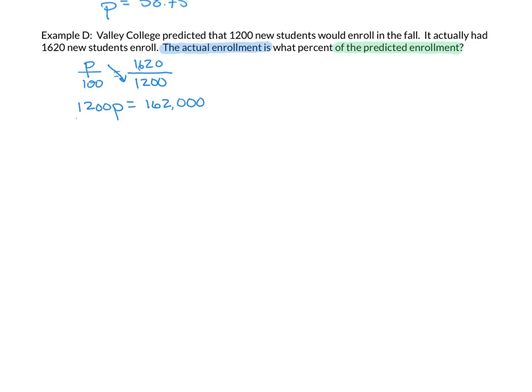If we go ahead and divide by 1,200, using a calculator, I get P equals 135%. Does that answer make sense in the context of the real world? Yes, it does, because we actually received more than we predicted, and so our percentage is going to be more than 100.